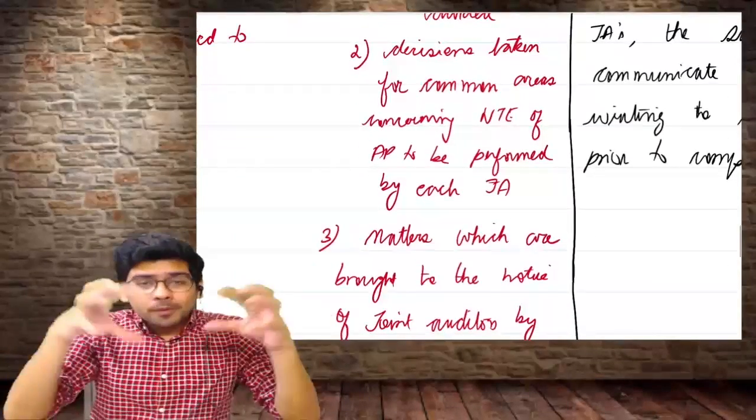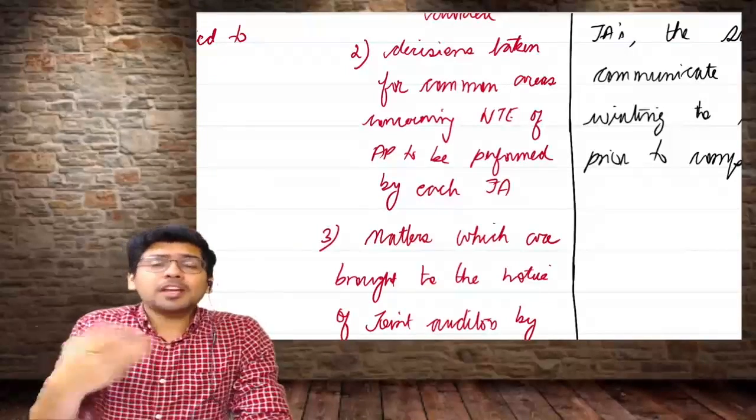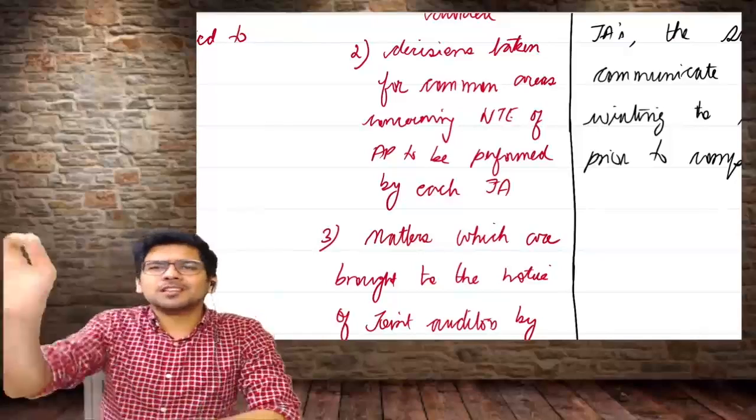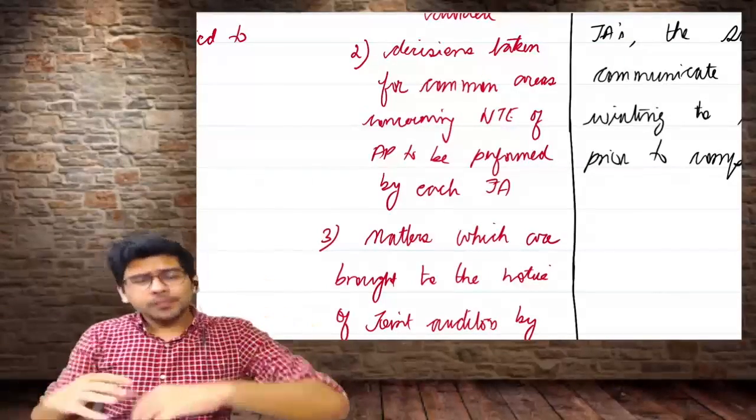Second, for the common areas, the decisions they take with respect to, let's say, the application of audit procedures on the common areas, everyone will be liable, irrespective of the fact that this particular audit procedure is performed by C and company. Everyone will be responsible.